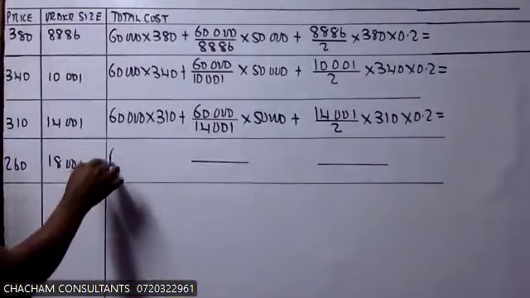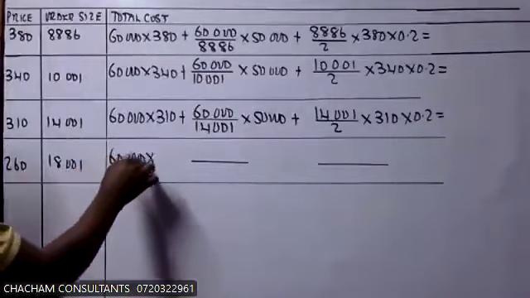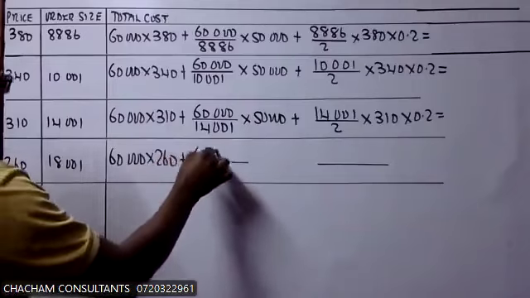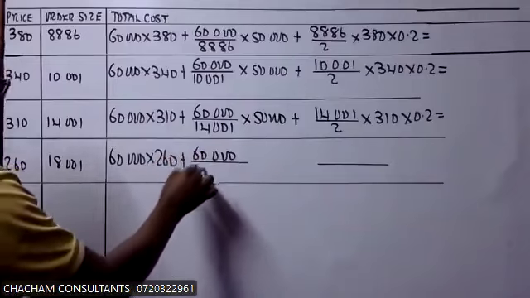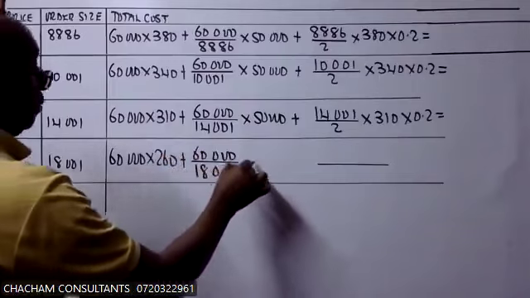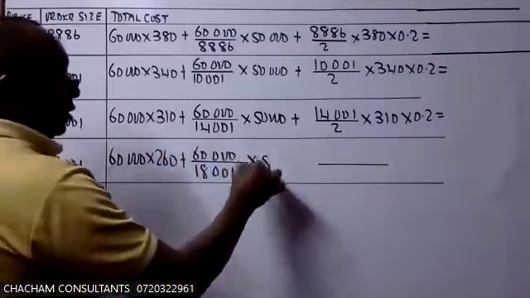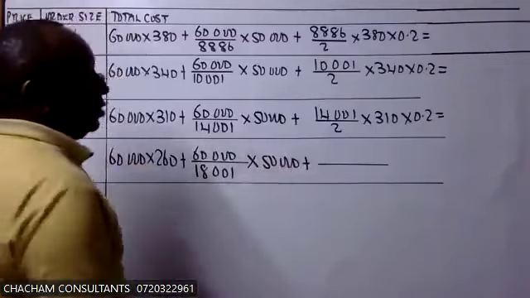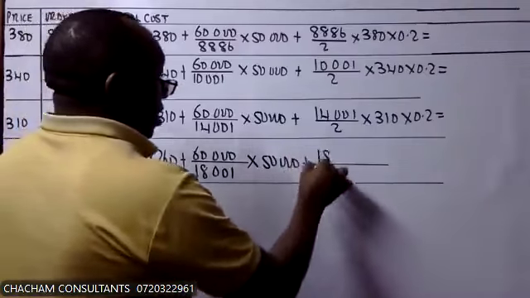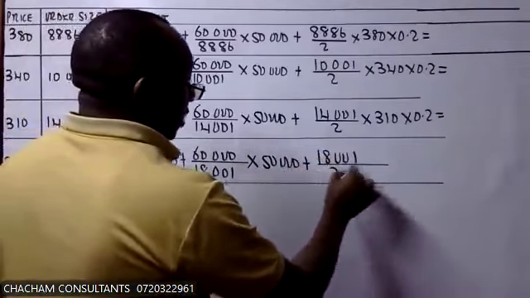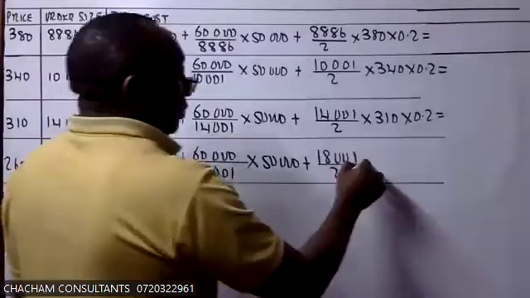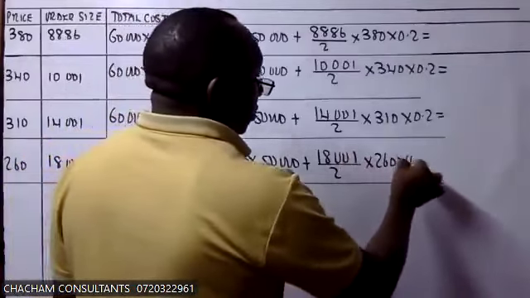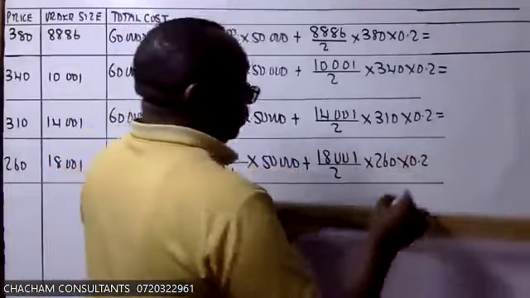And then 60,000 times 260 plus 60,000 divided by the order size times 50,000 plus 18,001 divided by 2 times 260 times 0.2.